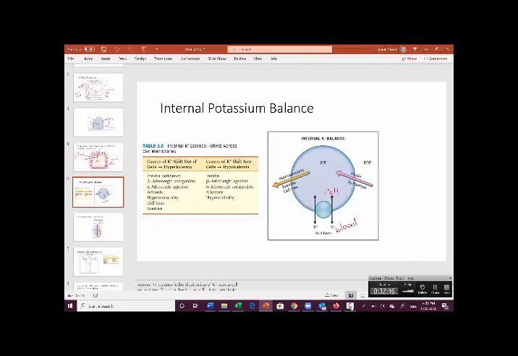Acid-base abnormalities. So here's our acid-base abnormalities. I'm going to start explaining how shifting of potassium can lead to shifting of hydrogen ions. This is going to take some time, but I will do it. Acid-base abnormalities often are associated with potassium disturbances. One of the mechanisms underlying internal potassium balance involves hydrogen-potassium exchange across cell membranes. That's what this exchanger is showing you here in the picture.